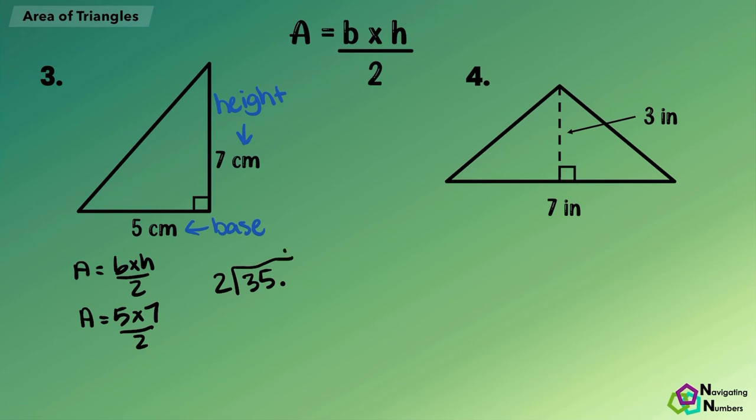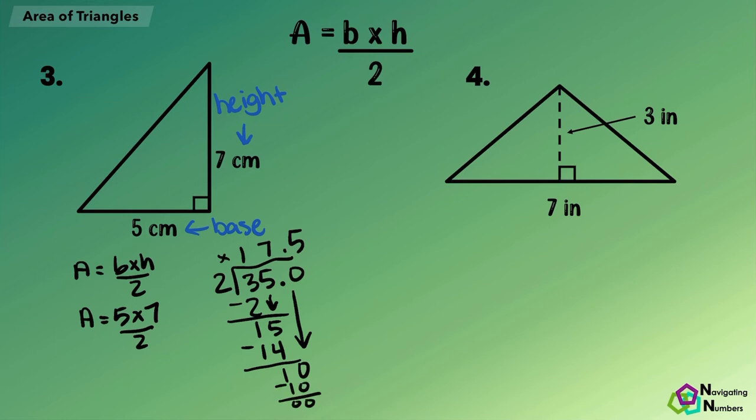half of 35. 2 goes into 3 one time. 2 times 1 is 2. Subtract, get a remainder of 1, bring down the 5. 2 goes into 15 7 times. 2 times 7 is 14. Subtract, we get a remainder of 1. Bring down a 0. 2 goes into 10 5 times. 2 times 5 is 10. Remainder of 0. So the area of a triangle with a base of 5 and a height of 7 is 17.5 centimeters squared.